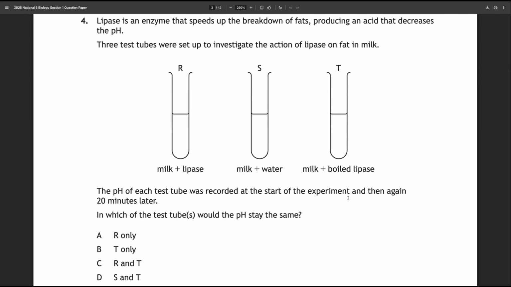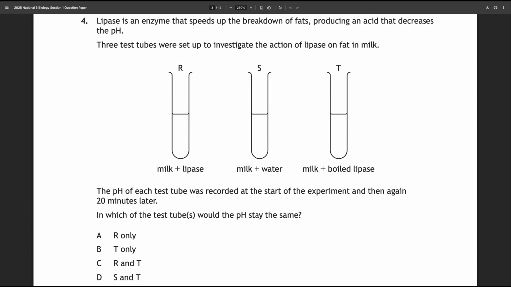Question 4. Lipase is an enzyme that speeds up the breakdown of fats, producing an acid that decreases the pH. 3 test tubes were set up to investigate the action of lipase on fat in milk. So we get test tube R, which is milk and lipase, test tube S, which is milk and water, and test tube T, which is milk and boiled lipase. Note the boiled. The pH of each test tube was recorded at the start of the experiment and then again 20 minutes later. In which of the following test tube or tubes would the pH stay the same?